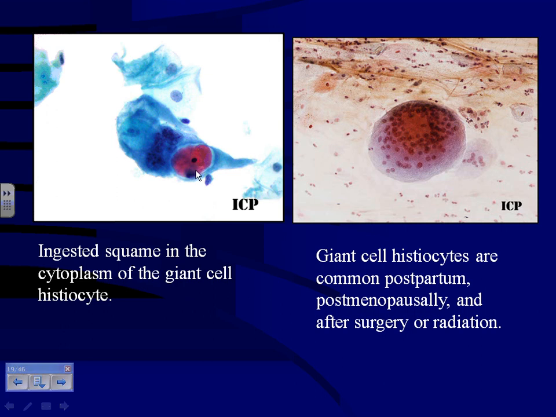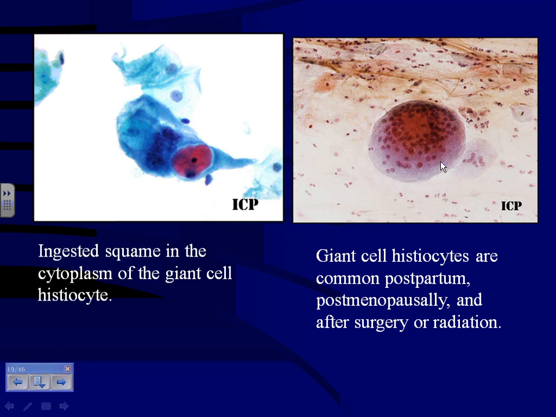degenerating squamous cell. Okay? So there's actually a squame ingested in the cytoplasm of this multinucleated histiocyte. That's interesting. And then, of course, here's another multinucleated histiocyte. Again, notice all the nuclei throughout that are small and dark and regular, the pale cytoplasm. You've seen these cells before.